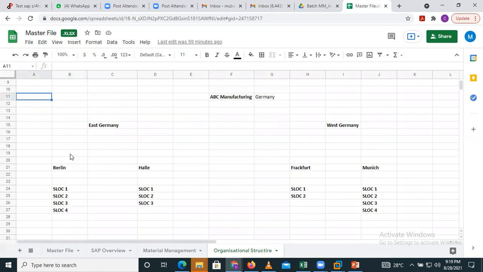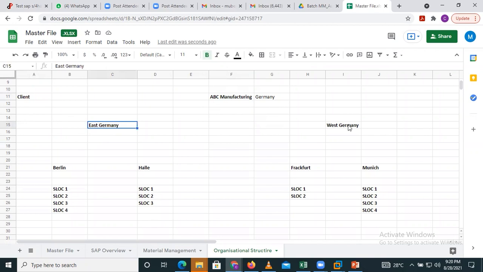Now let's take an example. We have a company, ABC Manufacturing. This ABC Manufacturing is nothing but a client for us. Our company name is ABC Manufacturing. This is the company or corporate group, so this will be defined as a client.